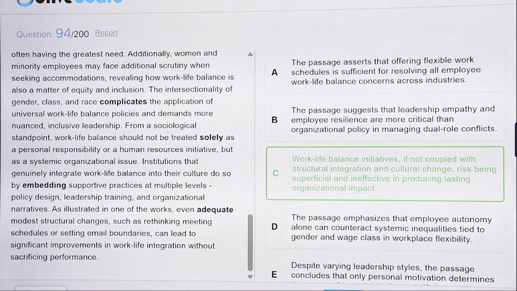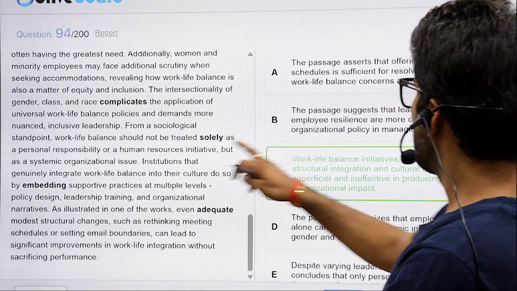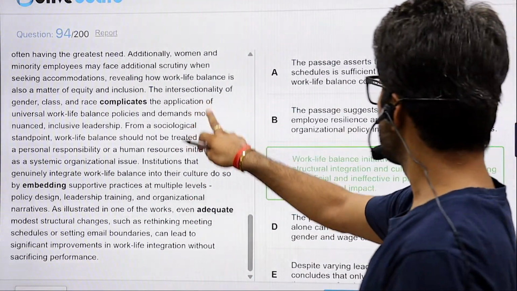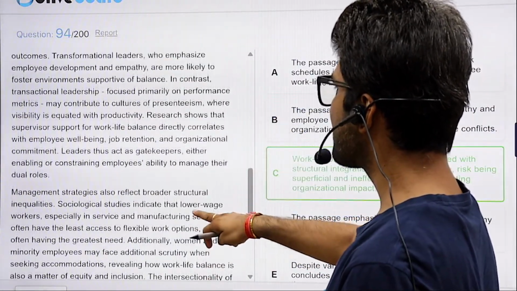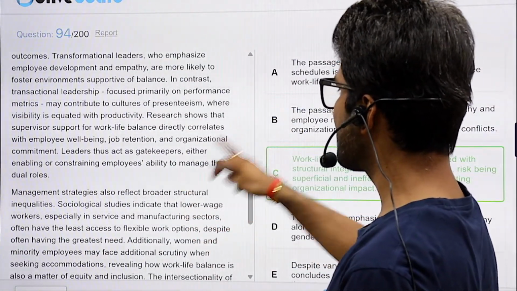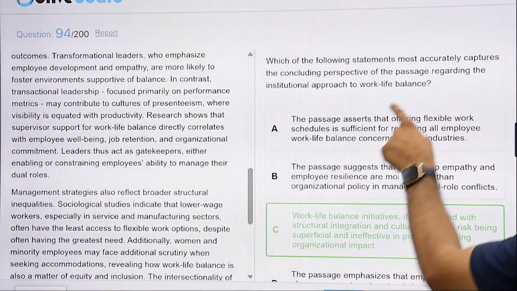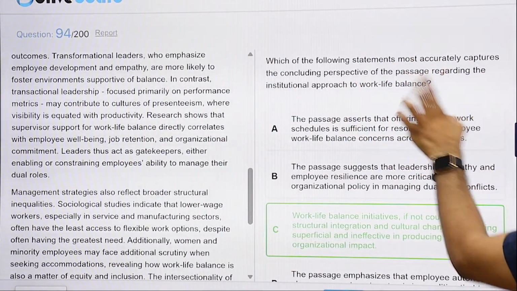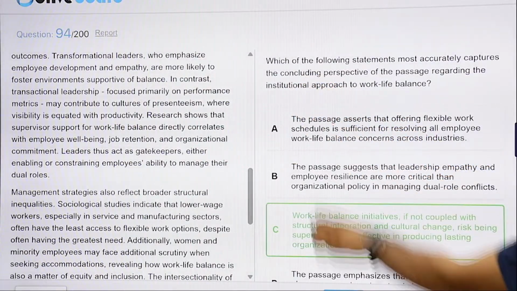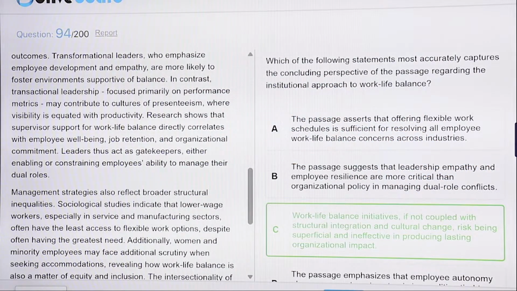Oh, hallelujah. Absolutely. See, here, Rishabh, they're not talking about empathy and sympathy here. They discussed empathy and sympathy in between the passage. The question clearly states: which of the following most accurately captures the concluding perspective of the passage, not in between or in the beginning. The concluding perspective. Radhe Radhe Vaibhav.